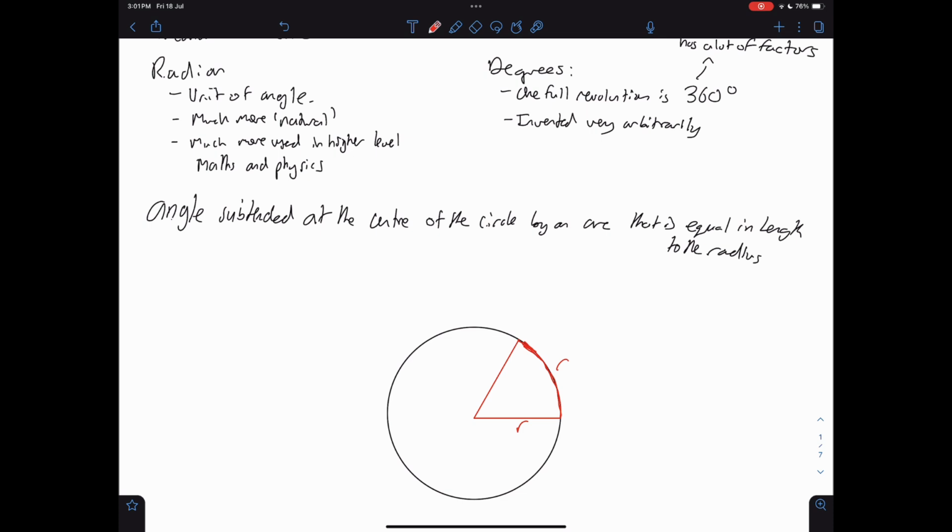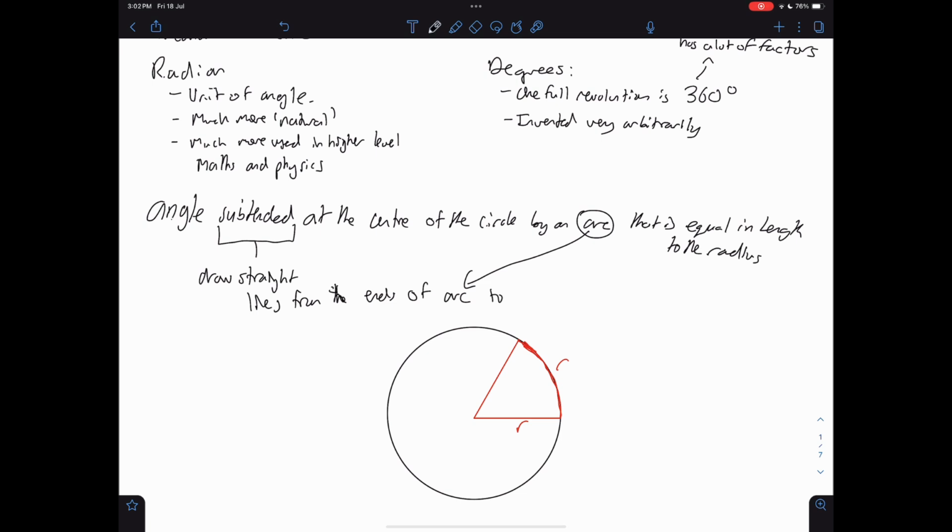What this word here means, subtended, means draw straight lines from the ends of the arc. That's where that word arc comes in. You draw straight lines from the ends of the arc to the centre. And then you just get the angle formed by those straight lines. Here, this is 1 radian, roughly.